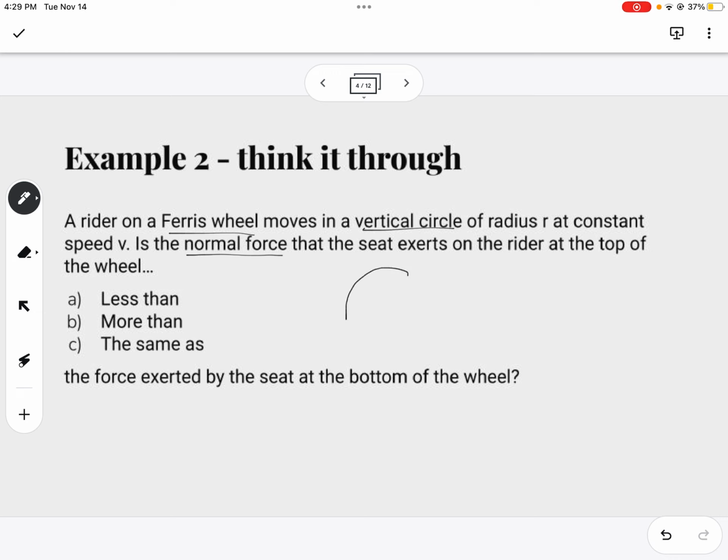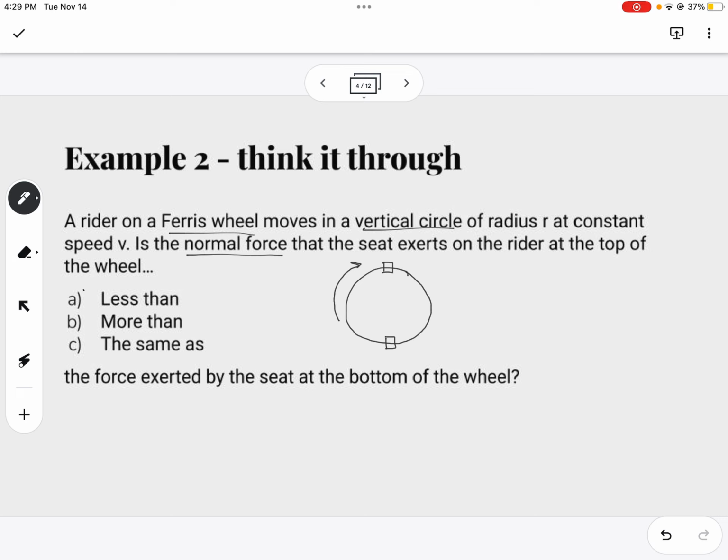So you have your vertical circle here. You have your rider going around. They're asking us to consider the top and the very bottom. You're sitting on a seat. Your weight is always pointing down. How do you think your normal force would change here? So take a second, reason this out, pause the video, do what you gotta do.